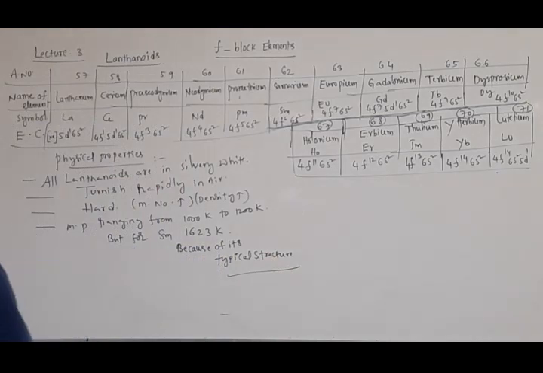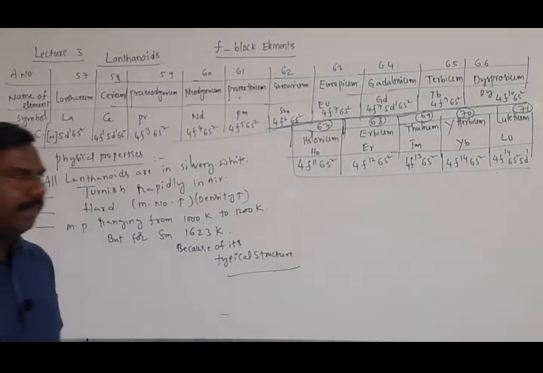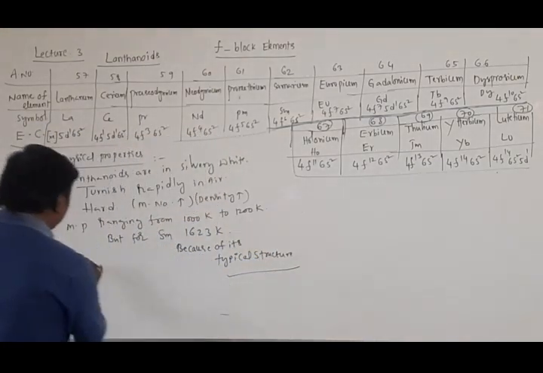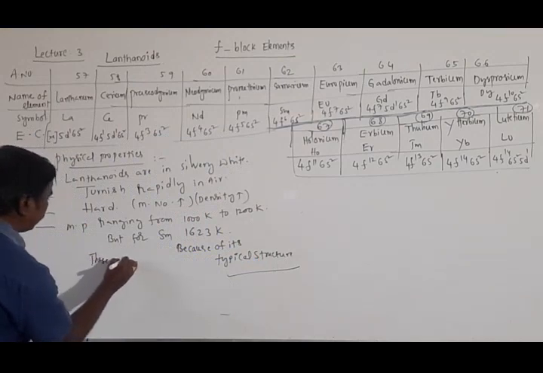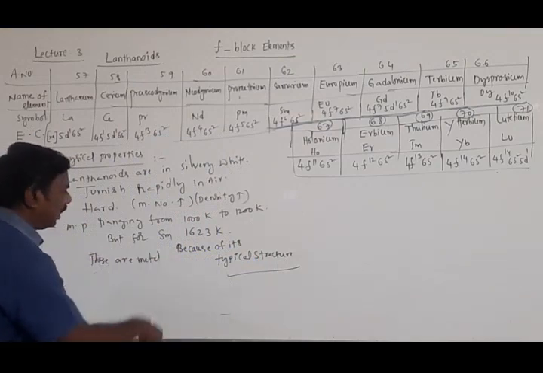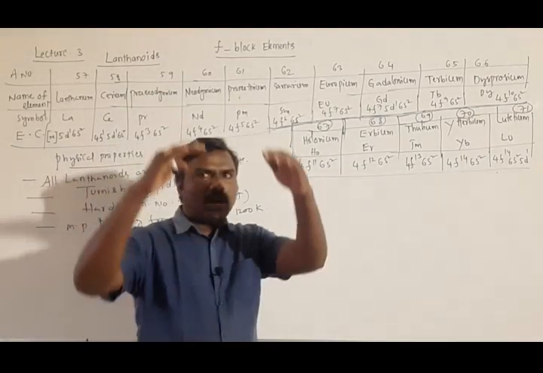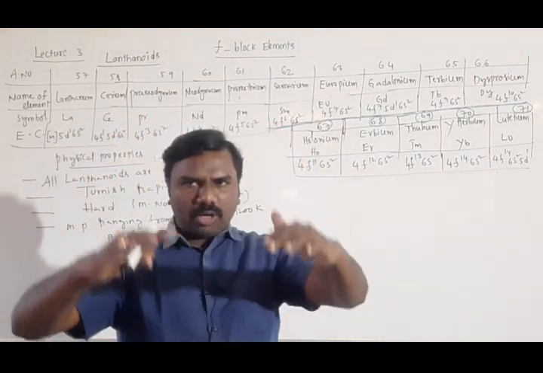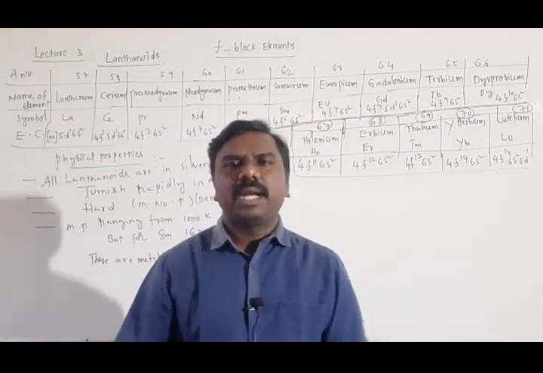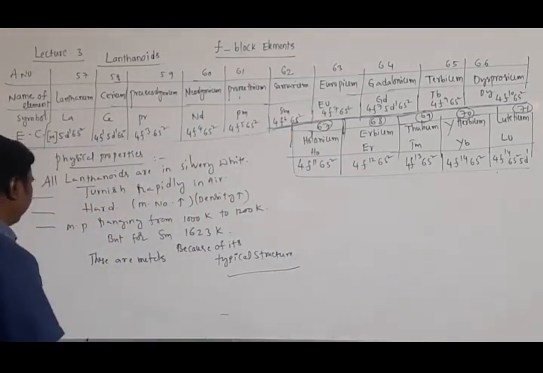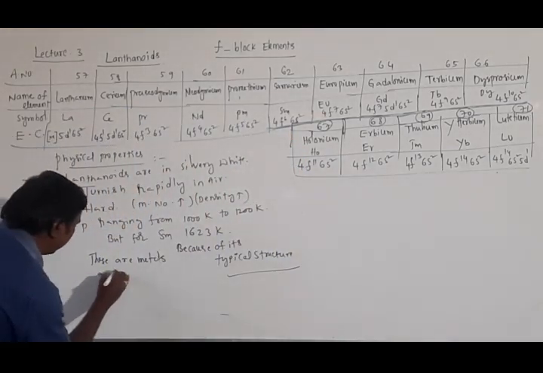Okay. Next, these are all metals, because metallic character increases from top to bottom. Top elements are different from the bottom-most elements, that's why metallic character increases. Metals are good conductors of heat and electricity.